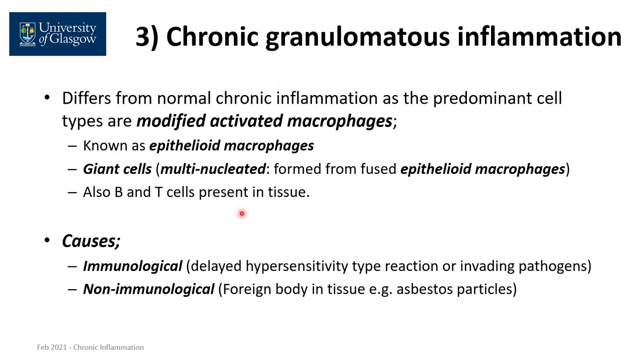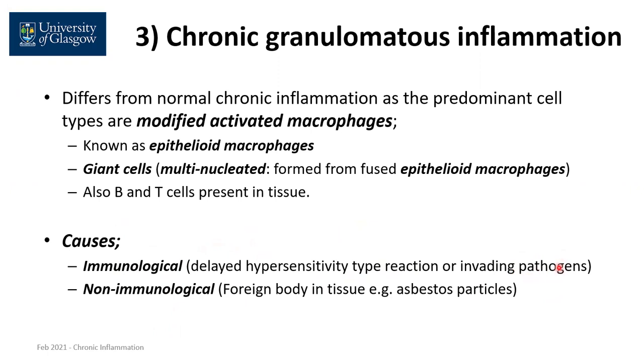So these macrophages are known as epithelioid macrophages, and ultimately they're multinucleated giant cells, formed from different macrophages essentially fusing together. And these macrophages will produce proteins, cytokines, to basically instruct B cells and T cells what to do within the tissue. And we'll talk about that in a few slides. So there's two main causes of these granulomas being formed. They can either be immunological in nature. So certain delayed hypersensitivity reactions can lead to this inflammation.